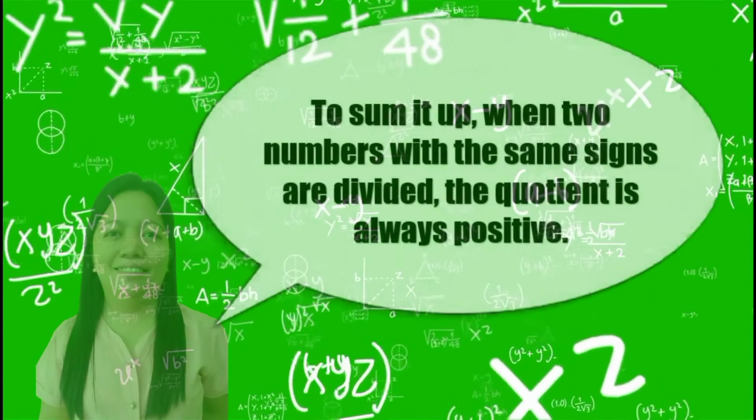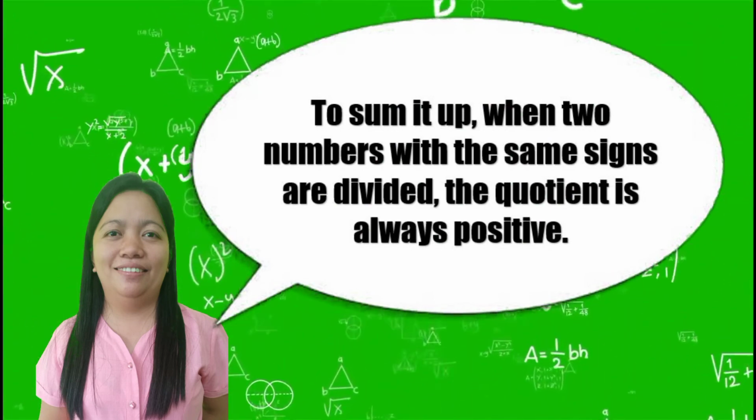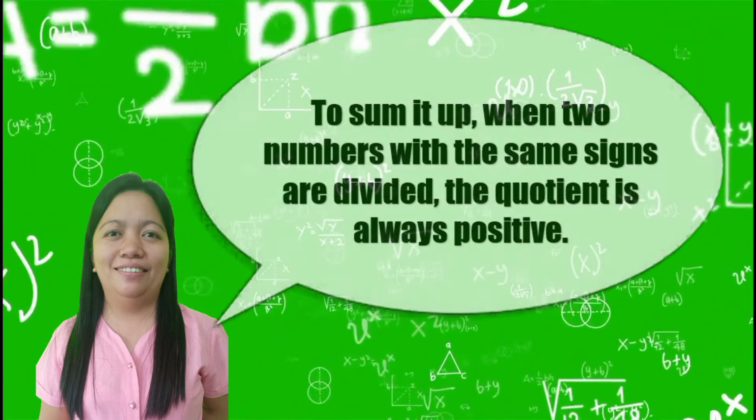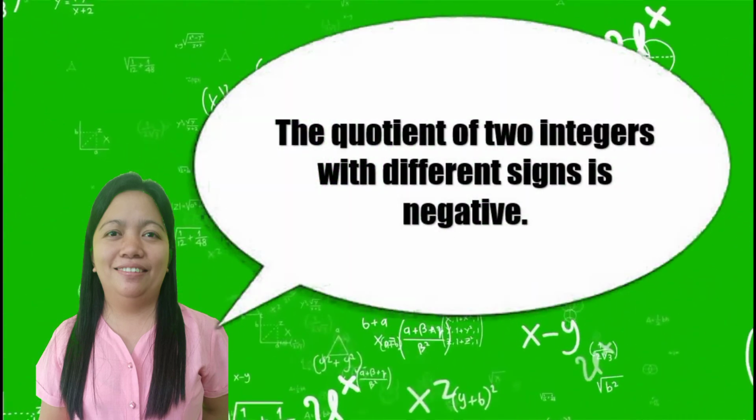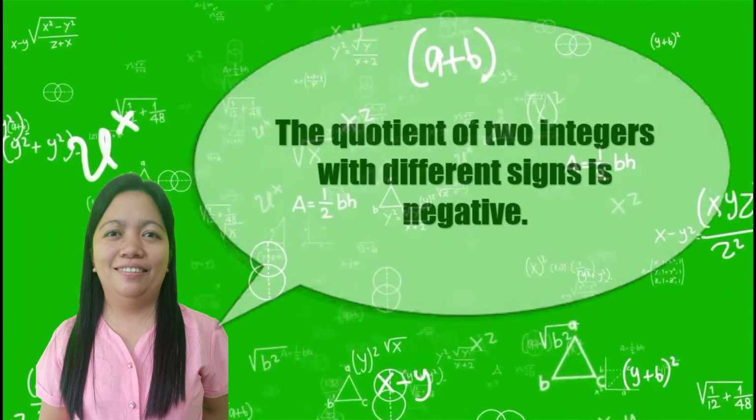To sum it up, when two numbers with the same signs are divided, the quotient is always positive. The quotient of two integers with different signs is negative.